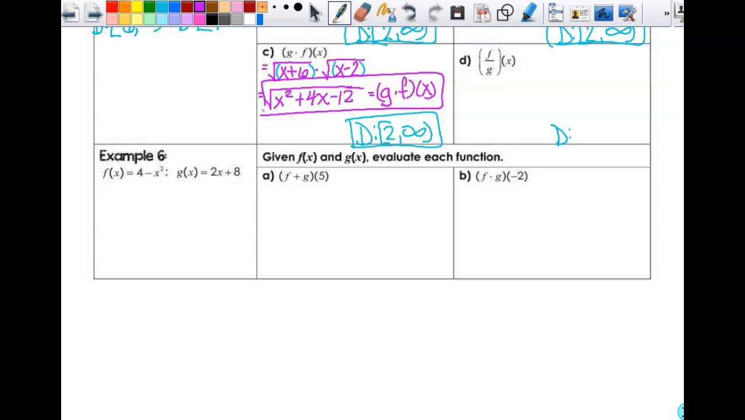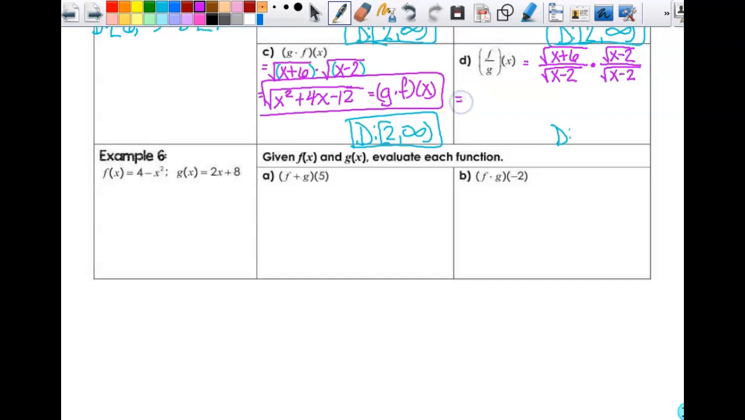Then f over g of x. This is equal to the square root of x plus 6 over the square root of x minus 2. Do I get to cancel those x's? No. If I couldn't do it without square roots, I can't do it with square roots. But what's wrong with this? Square root in the denominator. So I need to multiply by a fraction of 1 made up of whatever that square root is in the denominator. So this is the square root of x minus 2 over the square root of x minus 2.